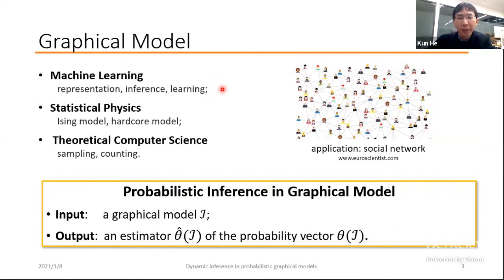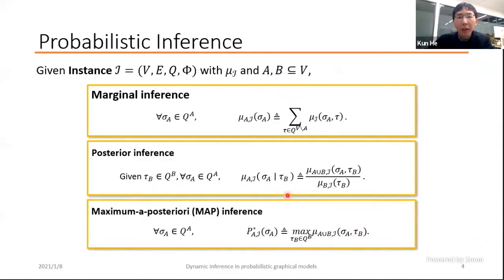in many research areas. One of the most important computational tasks for a graphical model is to estimate the distribution of a vector of random variables. This problem is well motivated and also well studied. Given a graphical model, there are three kinds of inference problems, including the marginal inference, the posterior inference, and the maximum posterior inference.